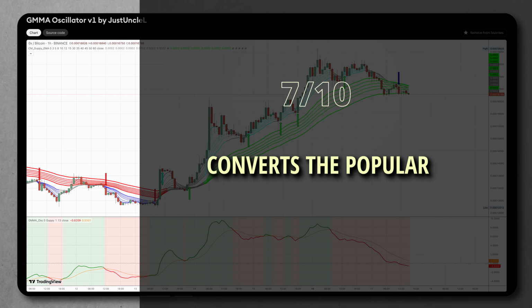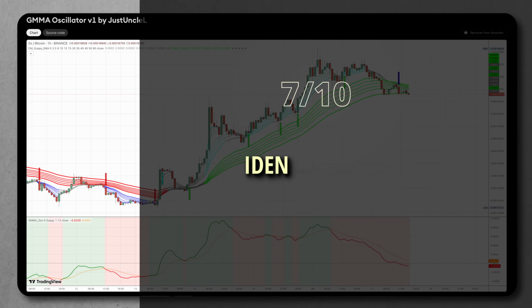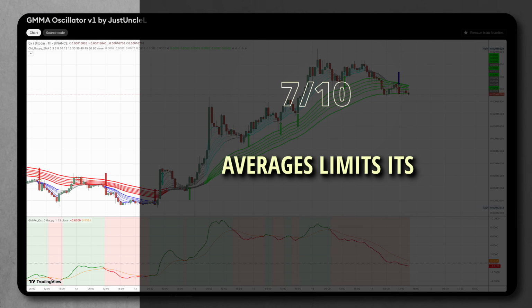It successfully converts the popular GMMA system into oscillator format, providing clearer signal identification through crossover methodology. The anchor timeframe feature adds professional-grade functionality, though the inherent lag from multiple moving averages limits its effectiveness in rapidly changing market conditions.